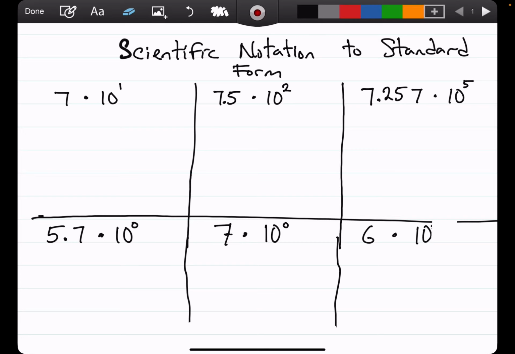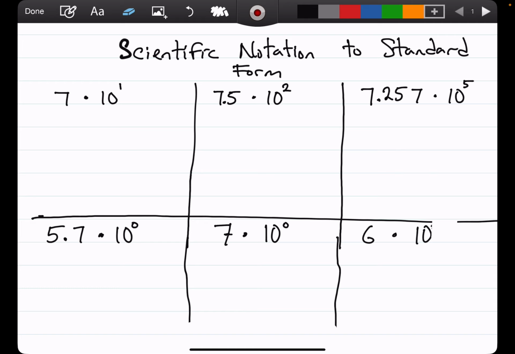So we want to change the scientific notation to what? Standard form, right? Now, looking at the exponent tells you how many times to move the what? Decimal points. You see a positive exponent on 10, you move it to the what? Right. You see a negative exponent on 10, you move it to the left.